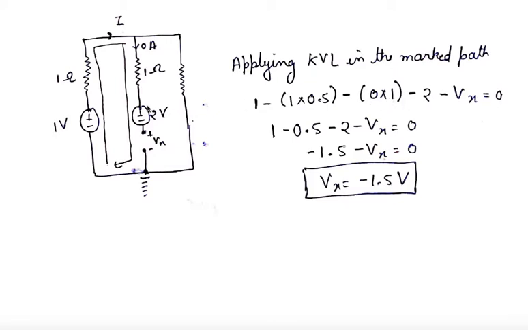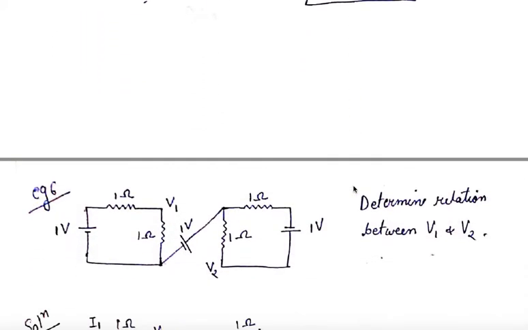Then -2, because we are going from positive to negative, so the voltage will be negative, and then again positive to negative voltage Vx, so that will be -2 minus Vx, and it is equal to 0. While solving the equation, we come to the conclusion 1 minus 0.5 minus 2 minus Vx is equal to 0. On further solving, we'll get the value of Vx as minus 1.5 volt. So this is our value of Vx, and that would be our answer. We'll move to the next problem.